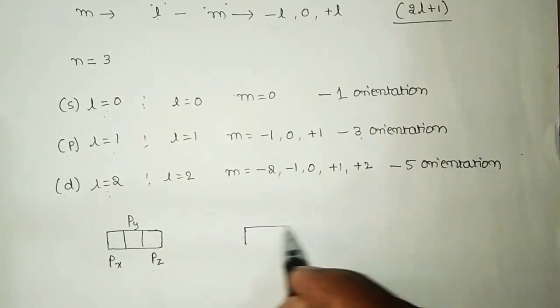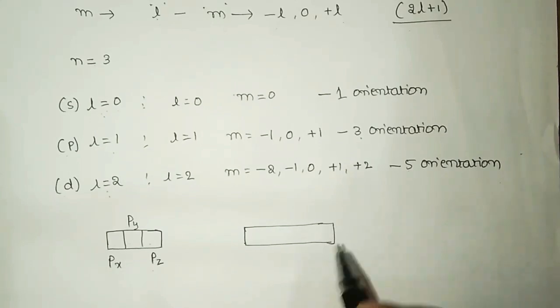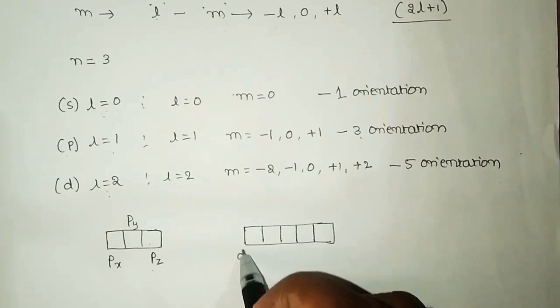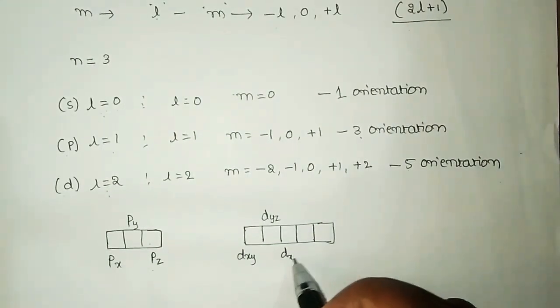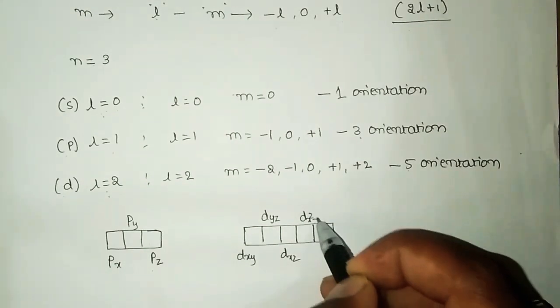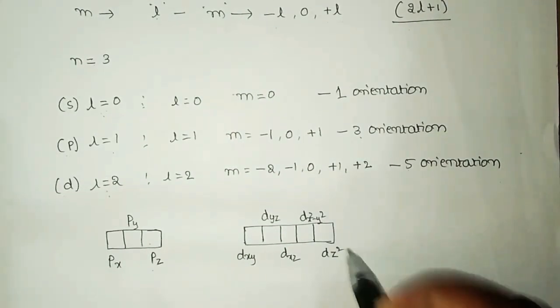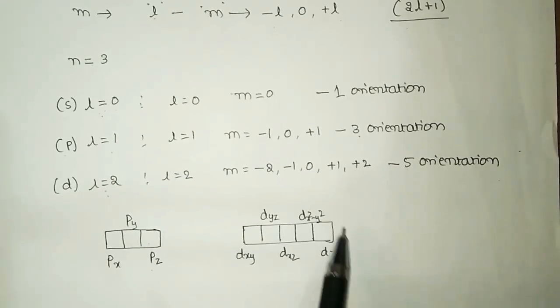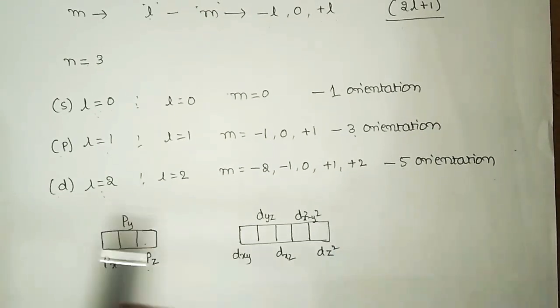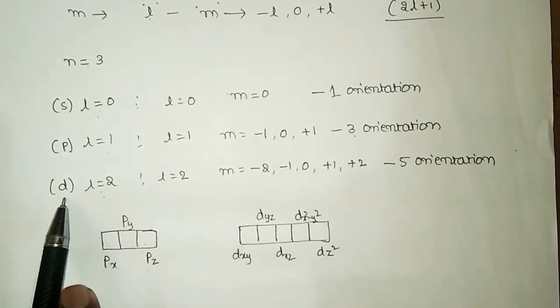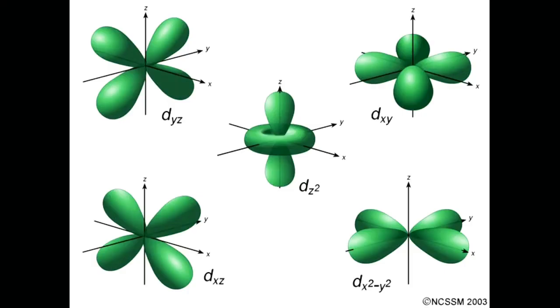So that will give 5 orbitals. We know that in the box diagram for a D subshell we'll be writing 5 boxes, right? One is dxy, dyz, dxz, dx square minus y square, and at last it is dz square, right? So these are the 5 orbitals because of the 5 orientations present in the D subshell. So that we shall see. In this picture, we have the 5 orientations for the D subshell.